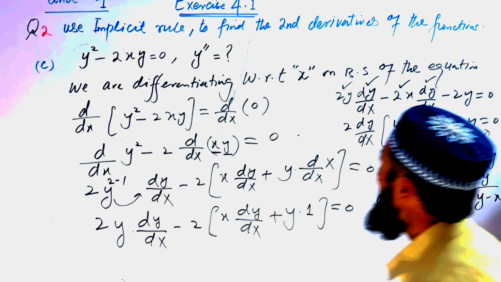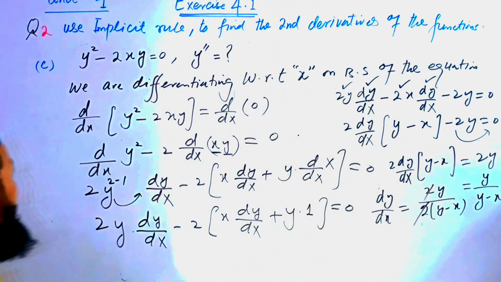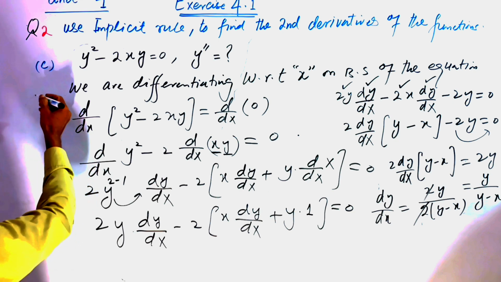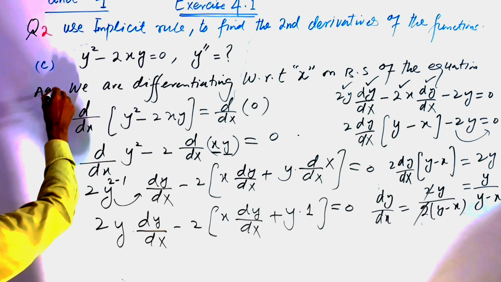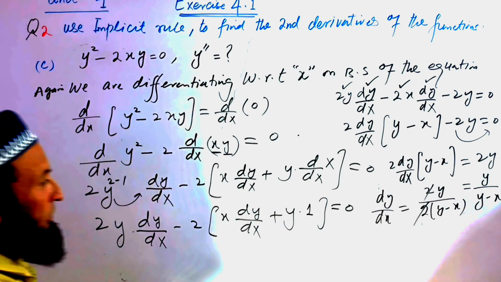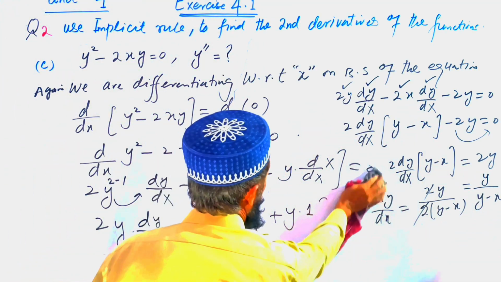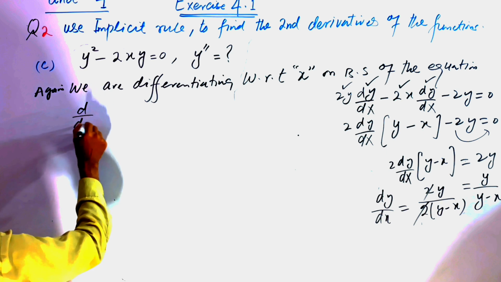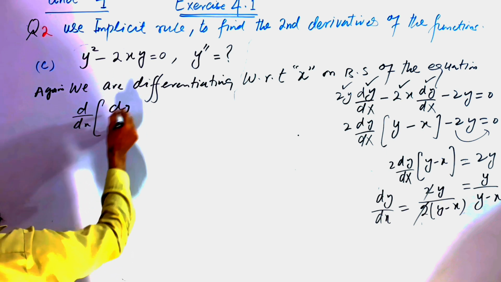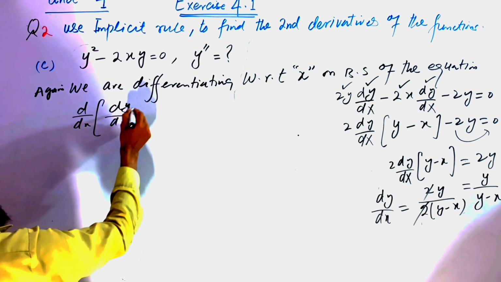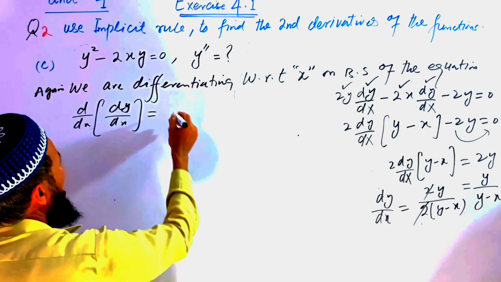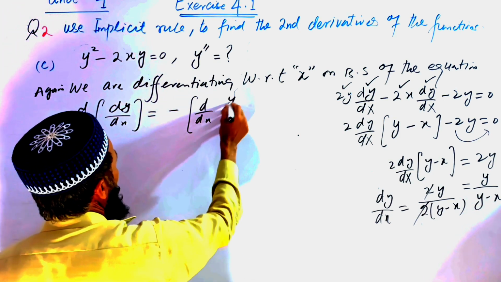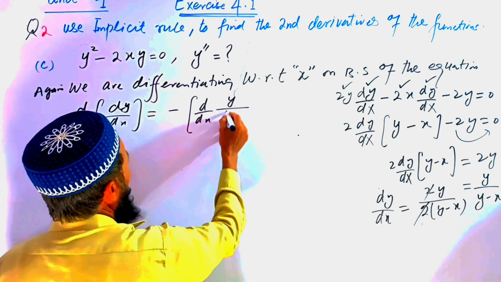Now we need the second derivative, again differentiating with respect to x. Again we are differentiating with respect to x the first derivative, this function: d by dx of dy by dx is equal to d by dx of y divided by y minus x.